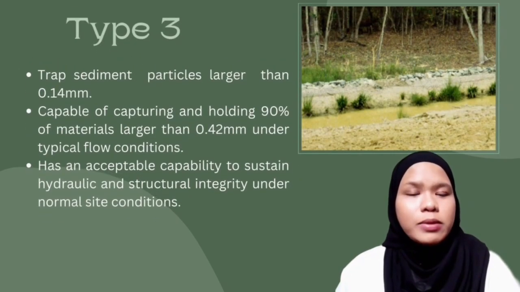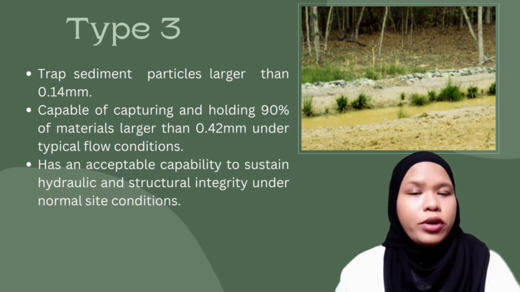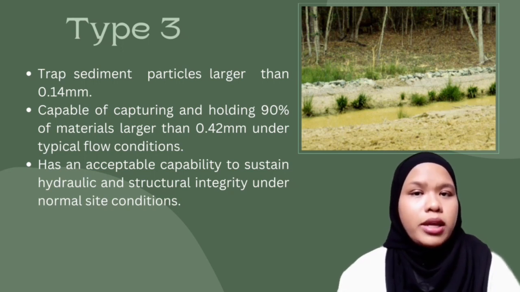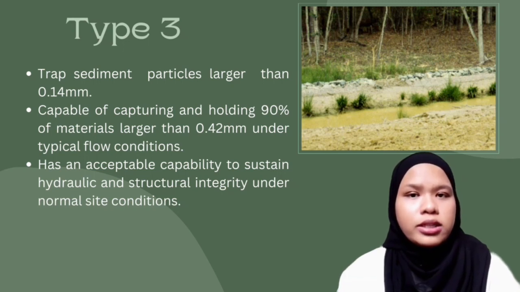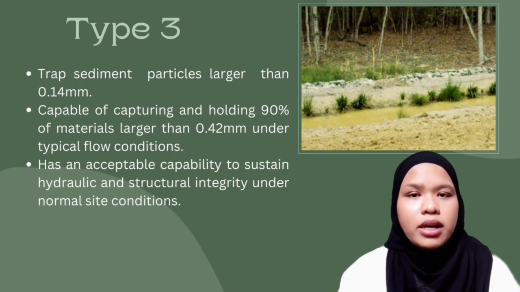The last type of sediment trap is type 3. Type 3 is designed to trap sediment particles larger than 0.14 mm. It also includes sediment fences, buffer zones and some stormwater inlet protection systems. It also has a capability of holding and capturing at least 90% of material larger than 0.42 mm in equivalent diameter under typical flow conditions.